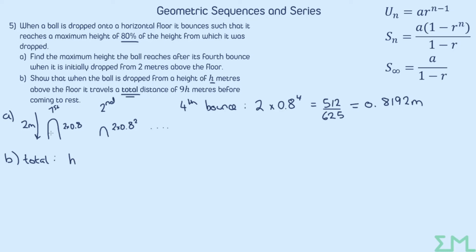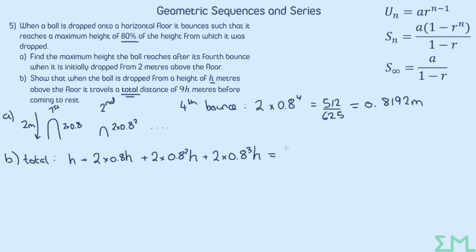And then after the first bounce, we're going to go up to the next maximum height, which will be 0.8h. And then we're going to come down again before we enter the second bounce. So actually there's going to be 2 lots of 0.8h. And then on the second bounce, again, we're going to have the same thing. It's going to go up and then back down again. So we're going to get 2 lots of the maximum height after the second bounce, which will be 0.8 squared h. And this pattern will continue.